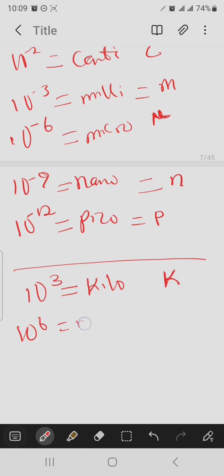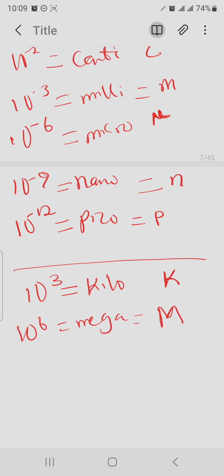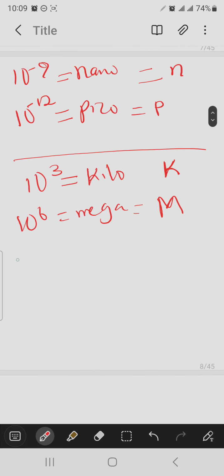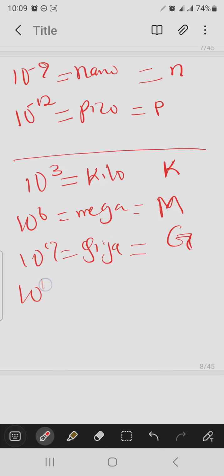10 raised to the power 6 is equal to what? Mega, capital letter M. 10 raised to the power 9 equals to what? Giga. We call it G. And 10 raised to the power 12 is what? Tera, like terabytes or something like that.